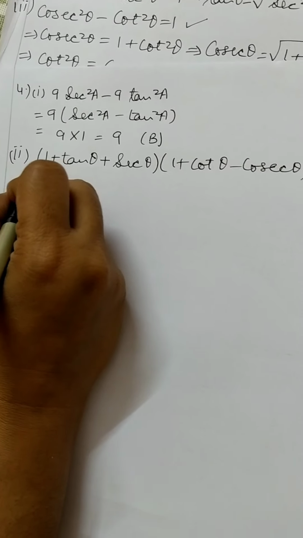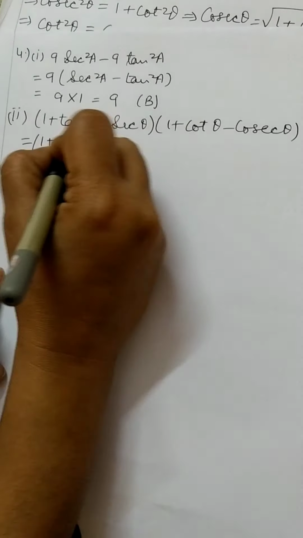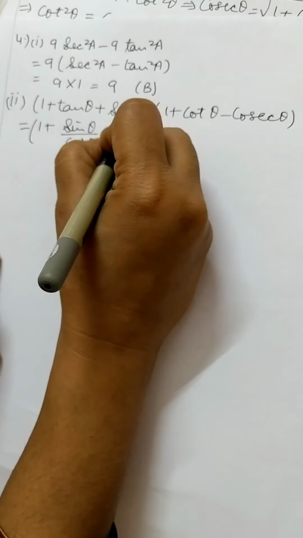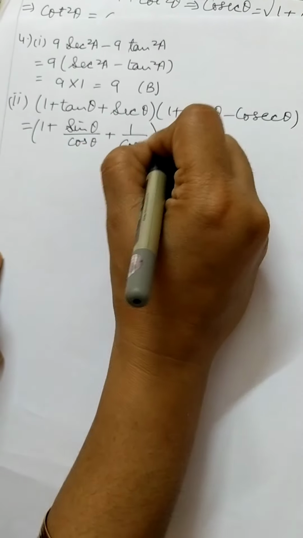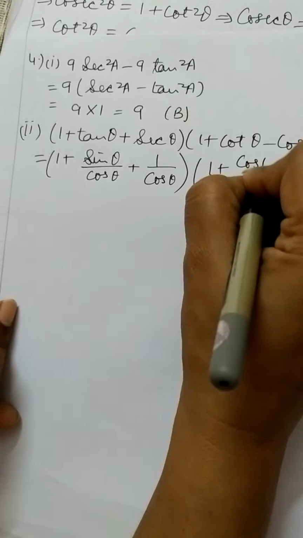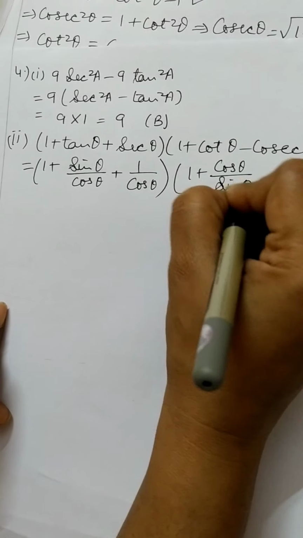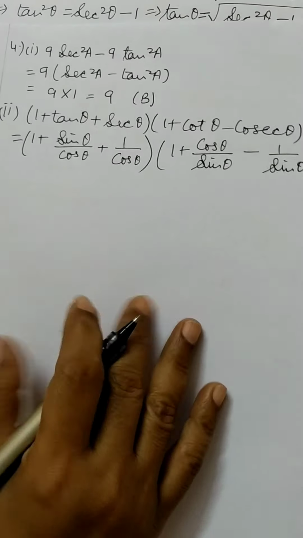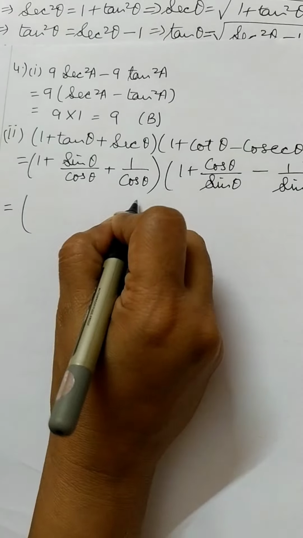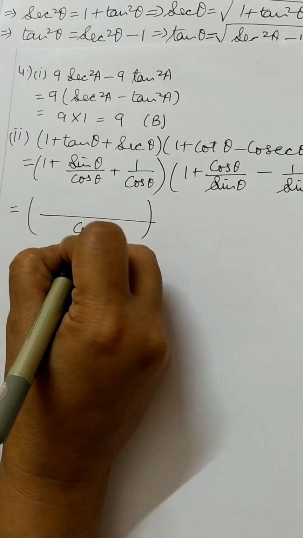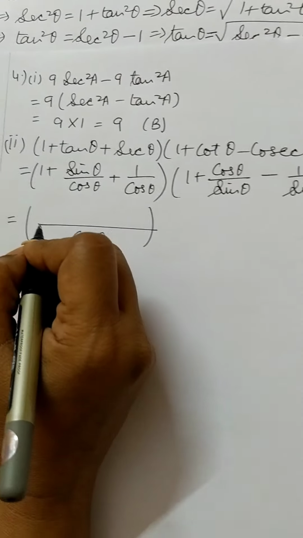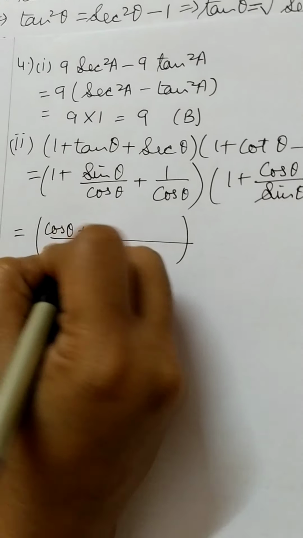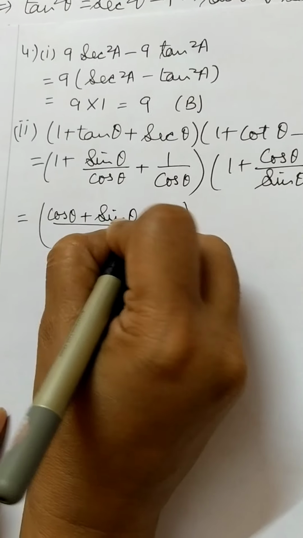So let us write. It will become sine theta upon cos theta, 1 upon cos theta, 1 plus cos theta upon sine theta minus 1 upon sine theta. And now we simplify. First bracket, let us take the LCM. That is the next possible simplification. So we add by taking LCM. Cos theta plus sine theta plus 1.